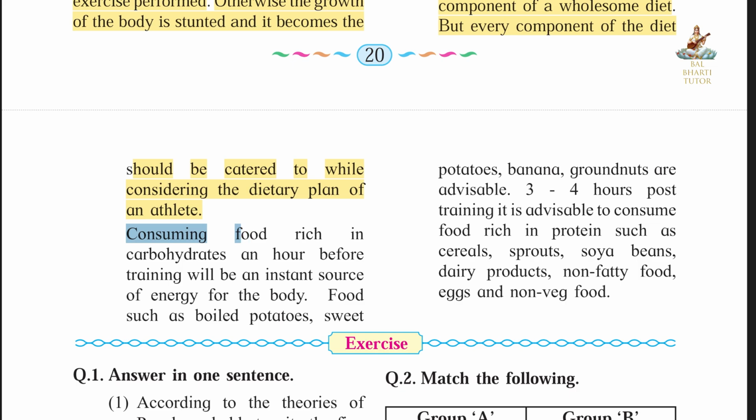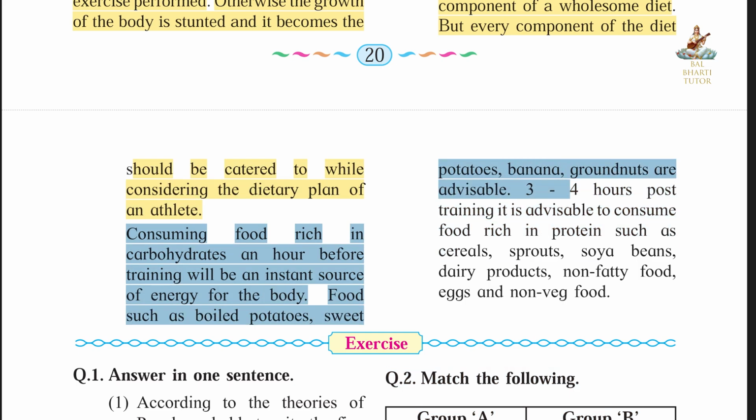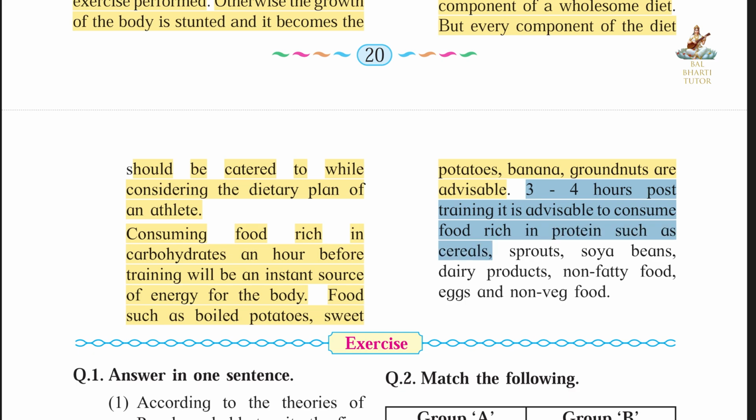Consuming food rich in carbohydrates an hour before training will be an instant source of energy for the body. Foods such as boiled potatoes, sweet potatoes, bananas, groundnuts are advisable. 3 to 4 hours post training, it is advisable to consume food rich in protein such as cereals, sprouts, soya beans, dairy products, non fatty foods, eggs, and non veg food.